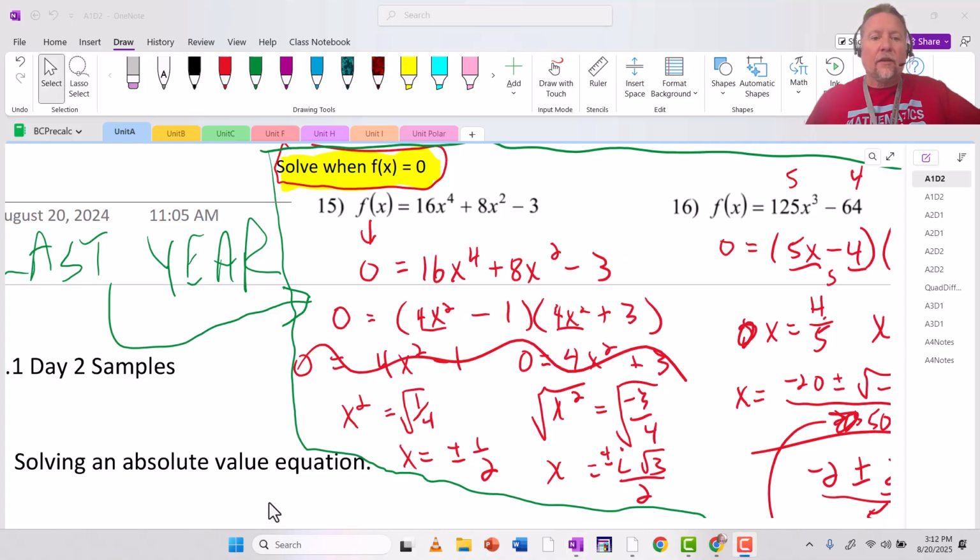I get this little thing here. I don't know if you could see that. I thought that used to disappear.